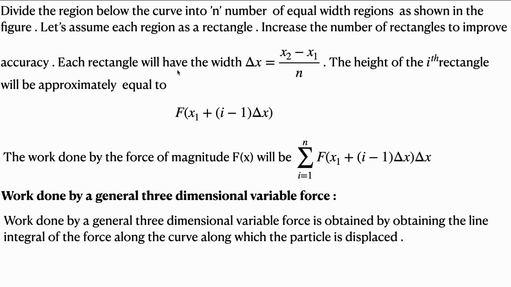Each rectangle will have the width delta x equals (x2 minus x1) divided by n. The height of the ith rectangle will be approximately equal to the function f(x1 plus (i minus 1) delta x). The work done by the force of magnitude f(x) will be the summation of all the small rectangle areas. So this will be equal to the summation from i equals 1 to n of f(x1 plus (i minus 1) delta x) multiplied by delta x.